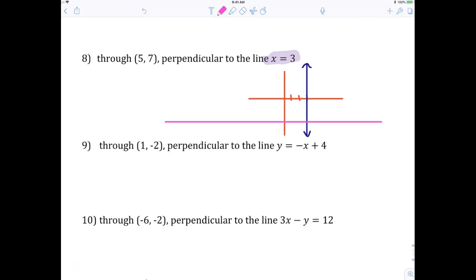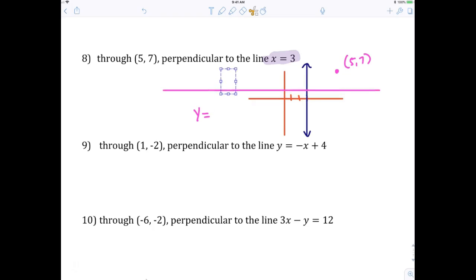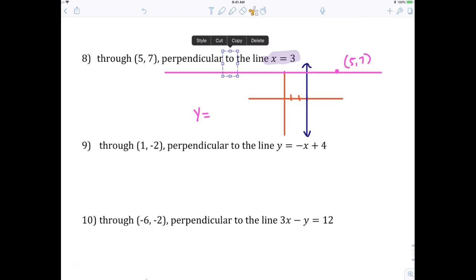And what's the equation of a horizontal line? It's always y equals. And we want it to pass through the point 5, 7, which is over here. If this is the point 5, 7, all I have to do is move this line up to right there. What's that equation? Someone tell me. Very good. Y equals 7. All horizontal lines are y equals. All vertical lines are x equals.